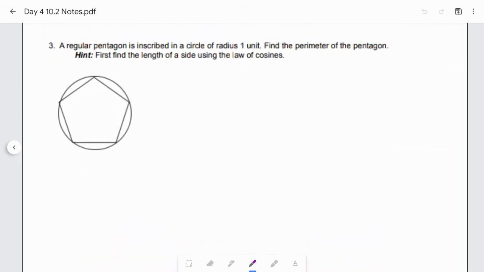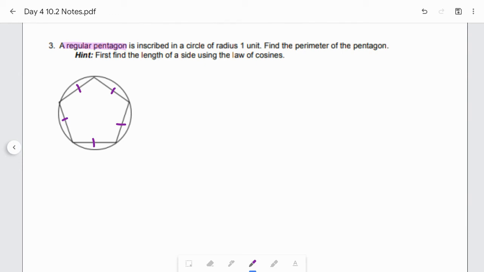Okay, in number 3, we have a regular pentagon, and it's inscribed in a circle of radius 1 unit. Find the perimeter of the pentagon, and then our hint is telling us to first find the length of a side using the law of cosines. So if we recall back from geometry, a regular pentagon means all of the sides are going to be congruent. Okay, so now we also know that we have a radius of 1.